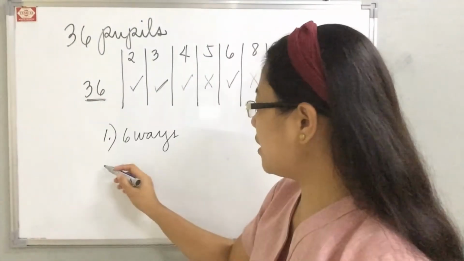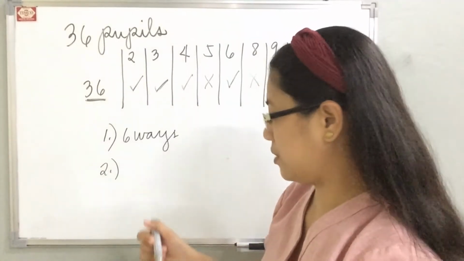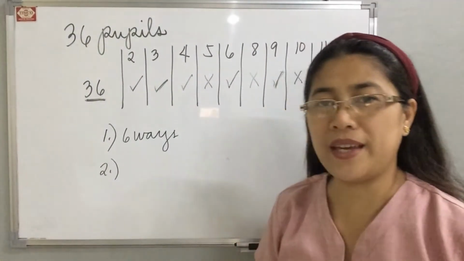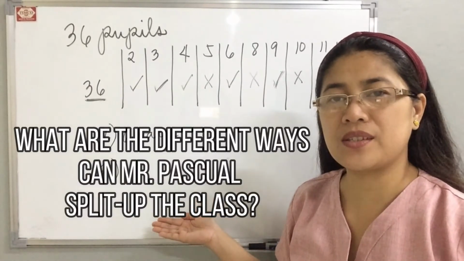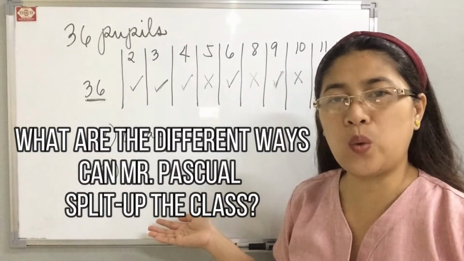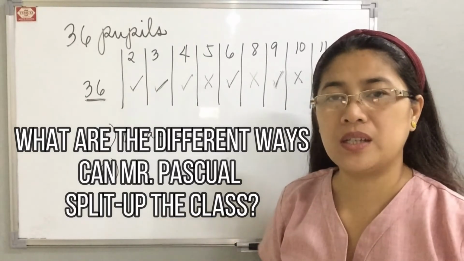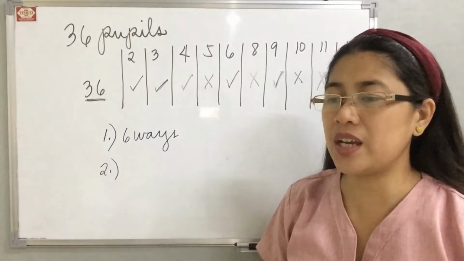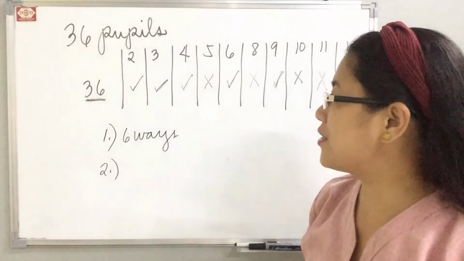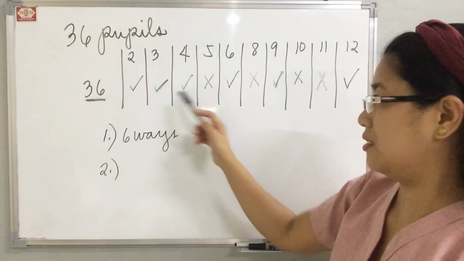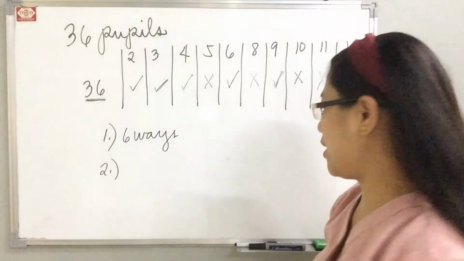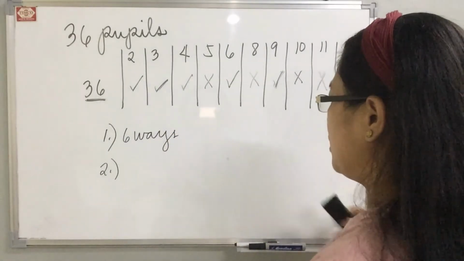Alright. And the second question is what? What are the different ways Mr. Pascual can split up the class? Okay, so this time we're going to divide 36 by the numbers that have checks. Let me erase this first.